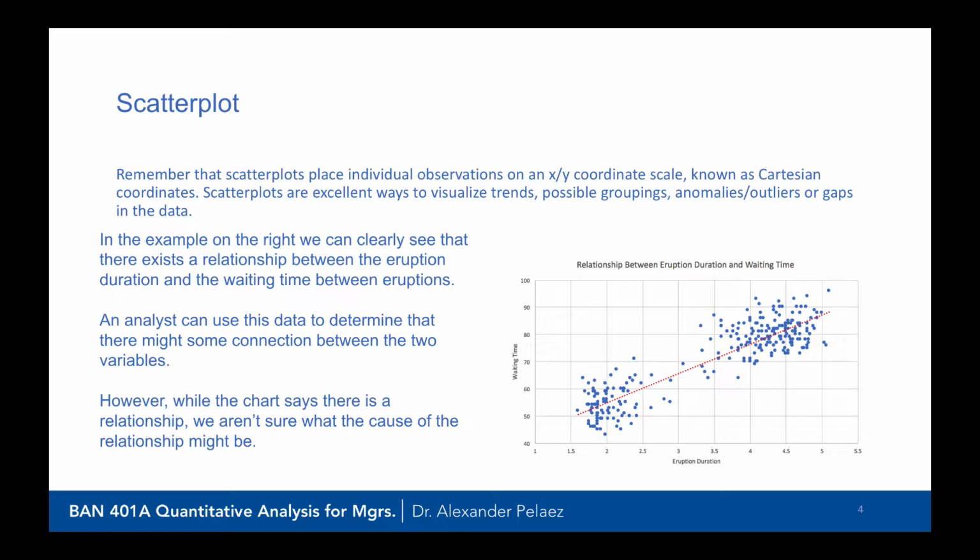And remember that the scatter plots are using an XY coordinate scale, which are Cartesian coordinates, and they will tell us how each one of these points on the x-axis is related to a point on the y-axis. And we could use it for prediction. So for example, we might be able to say that as we look on the x-axis, if the waiting time, let's say, is 90 minutes or 90 seconds, the eruption duration will be about 5 minutes.